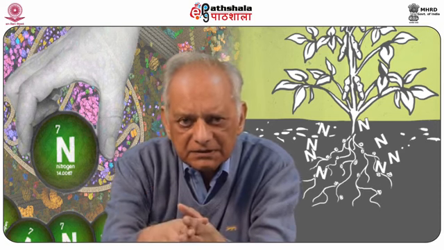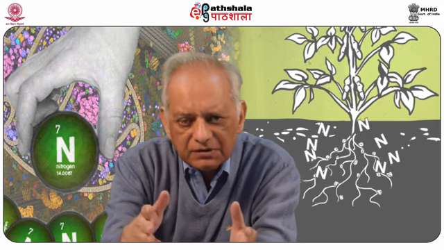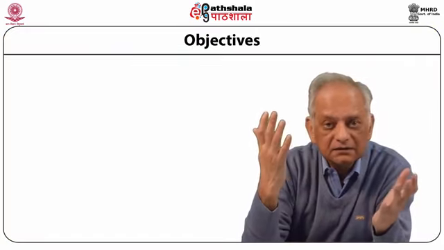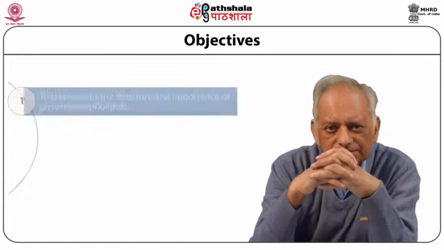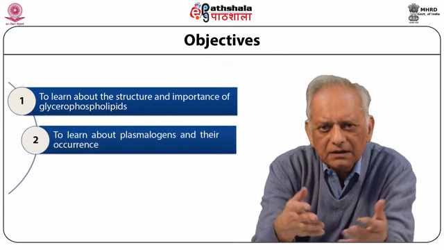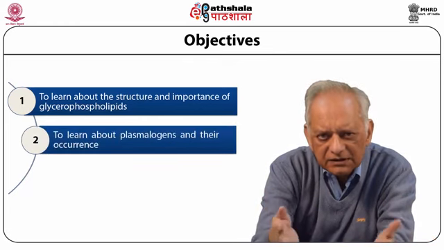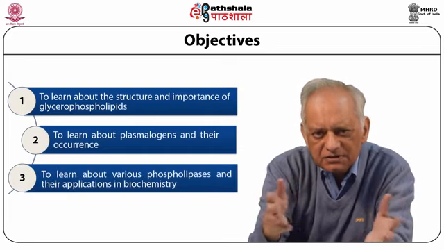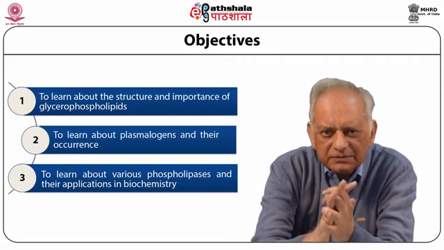Biomembranes contain phospholipids. That also signifies the importance which evolution attached to exploiting phosphorus chemistry. Let us devote this module entirely to this important class of biological molecules which are called phospholipids. So the objectives of this module are to learn about the structure and importance of glycerophospholipids, to learn about plasmalogens and their occurrence, to also learn about phospholipases, various phospholipases and their applications in biochemistry.